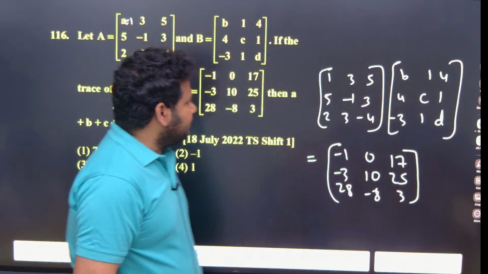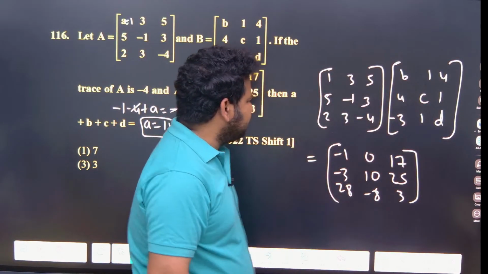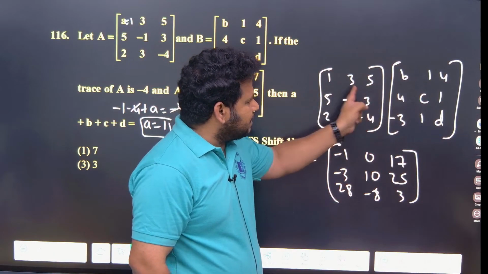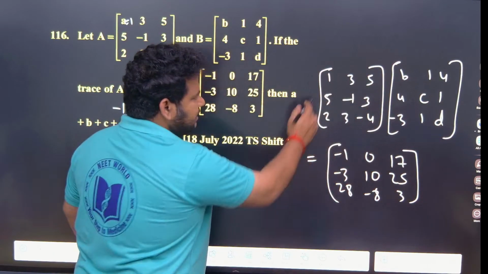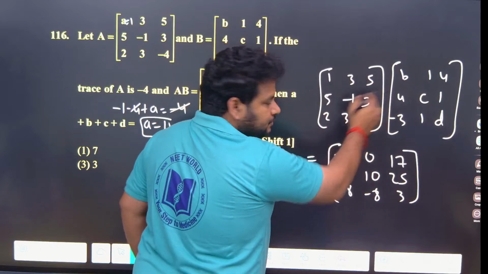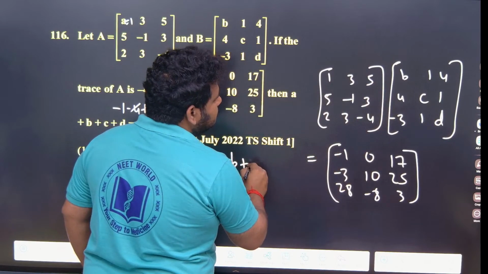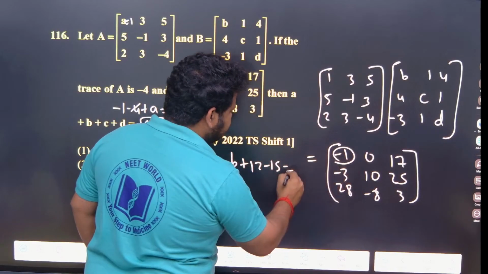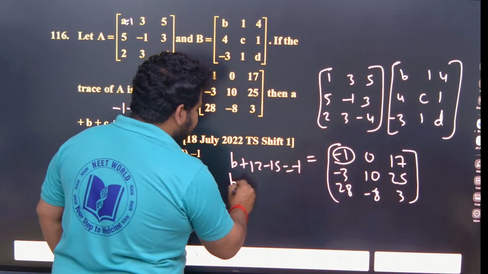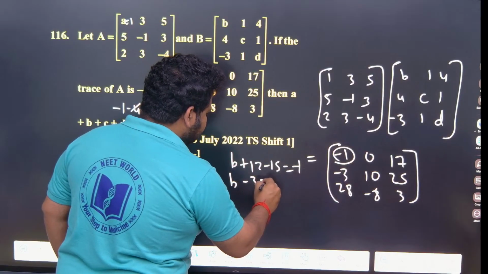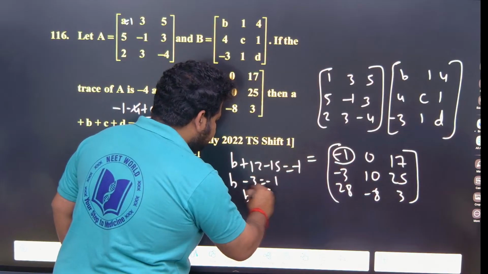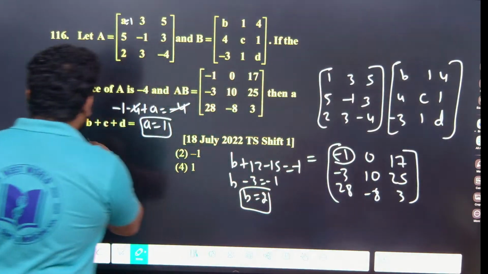If I multiply first row and first column, what will I get? I will get B plus 12 minus 15. See here, 1 into B is B. B plus 12 minus 15 is equal to the element, minus 1. So B minus 3 is equal to minus 1. B is equal to minus 1 plus 3, that is 2. B value will be equal to 2. So I will write B value 2 here.